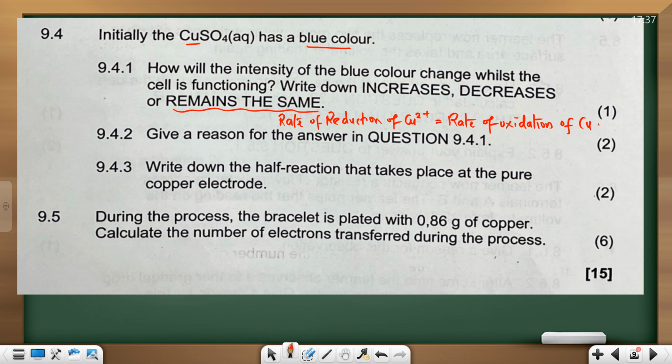Write down the half reaction that takes place at the pure copper electrode. The pure copper one is what? We said it's the anode, right? Because the bracelet is the cathode. What are we doing? Writing from the right to the left. What's your answer? Cu to give us what? Cu2+. We're done. Now we're left with 6 marks.